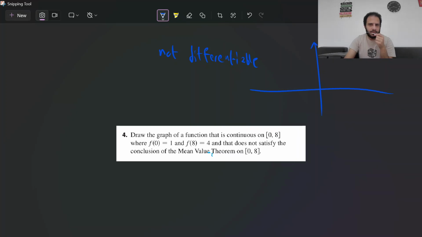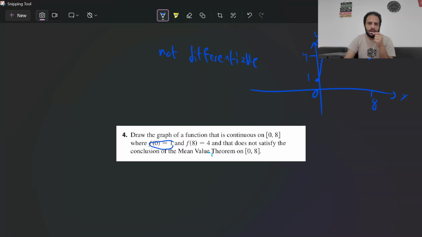Here is the graph, y and x. We want it from 0. Here x value 0, here 8. At 0 the y value is 1, right? Because f of 0 equals 1. Now f of 8 equals 4, so here 4. We want to draw a function that is continuous but not differentiable.